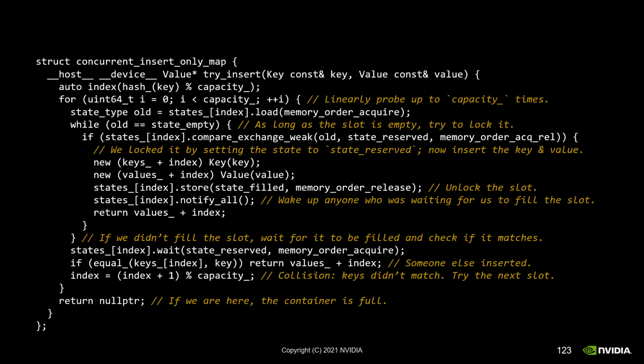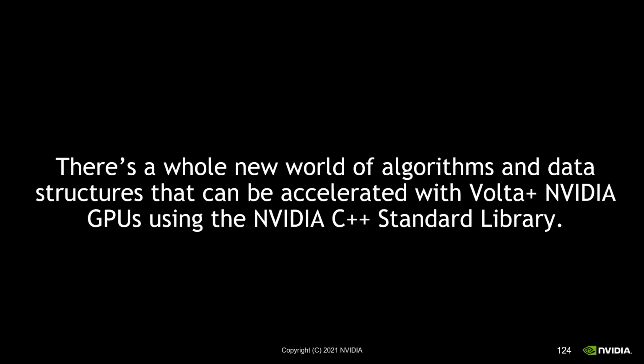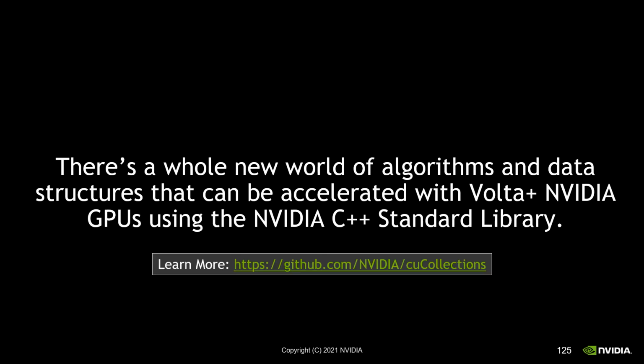I'm not going to show you the algorithm for lookup today. It's a bit simpler, and it uses the same basic principles. And it's not just hash maps. There's a whole new world of algorithms and data structures that can be accelerated with modern NVIDIA GPUs using the NVIDIA C++ Standard Library. If you want to learn more about concurrent hash maps and other GPU-friendly data structures, check out our cuCollections library.